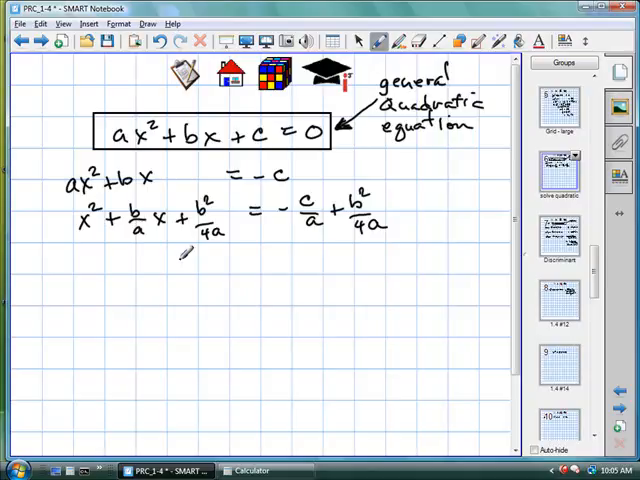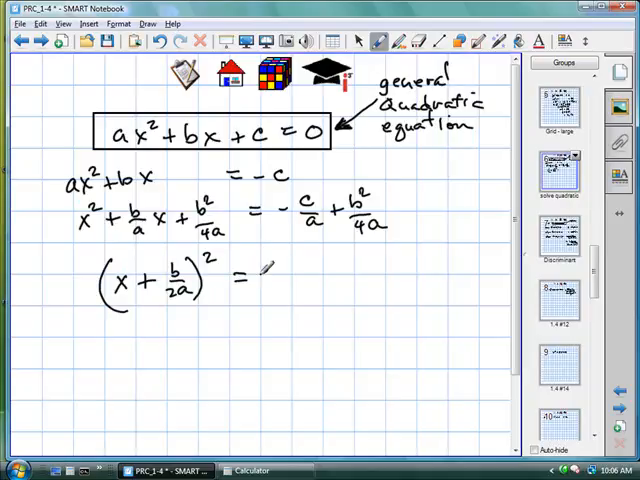Okay, now if we did it right, this is a perfect square trinomial on the left. And how does one take the square root of that? Well, remember, it's just the square root of the first term, the square root of the last term, and the sign from the middle term. I won't take the square root yet, but that's what it is, squared.